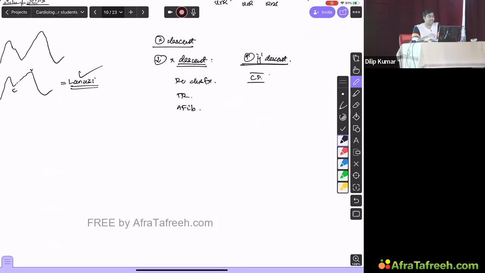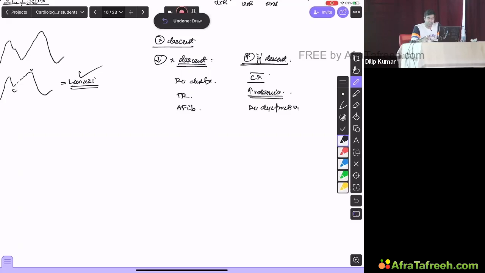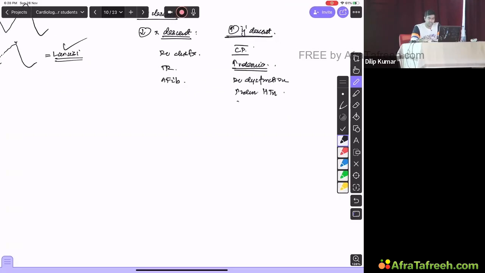A very prominent Y descent. Classic examples are constrictive pericarditis and patients with hypervolemia, and patients who are having RV dysfunction. More than RV dysfunction, you can say pulmonary hypertension, RV dysfunction, cardiomyopathies. In all these conditions, you will have a prominent Y descent. But the most important condition is constrictive pericarditis. That at least you need to say, where you are going to have a prominent Y descent.